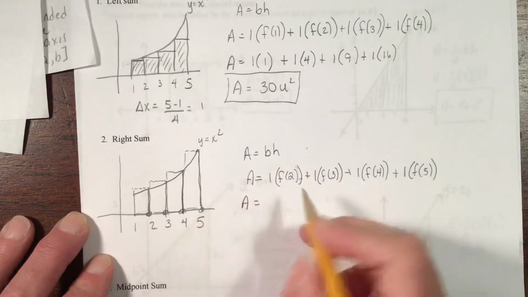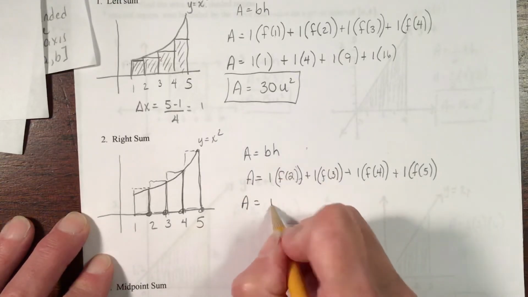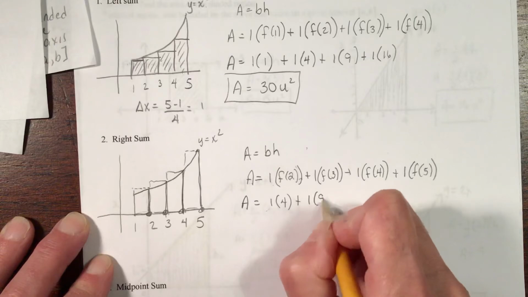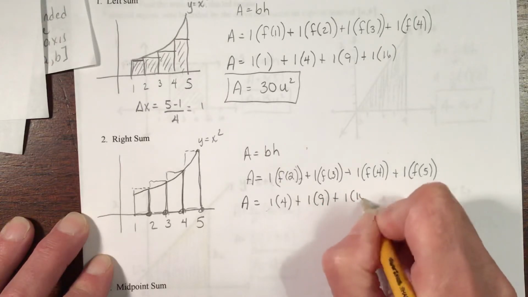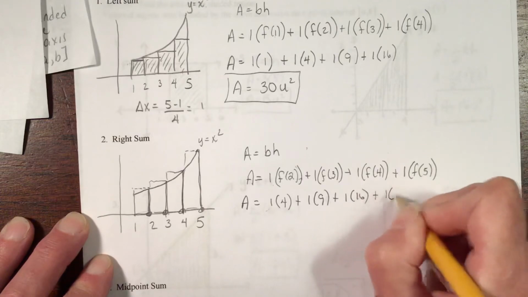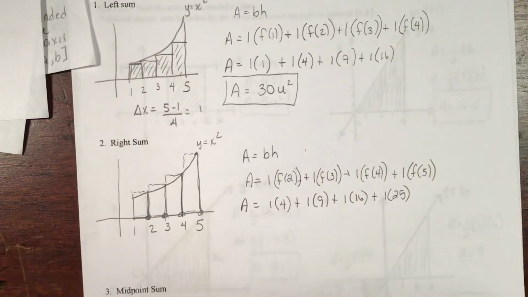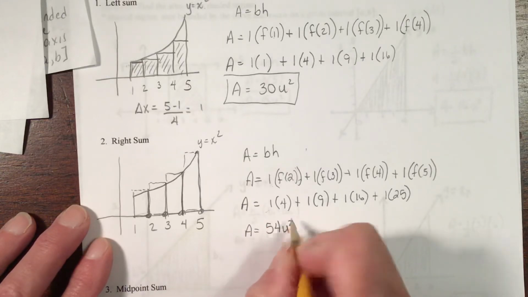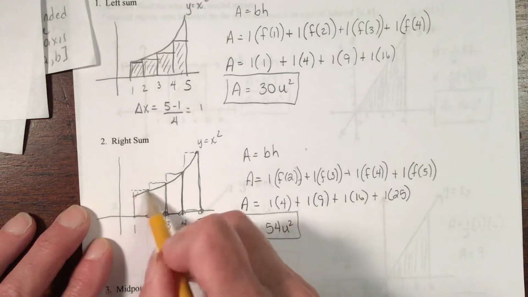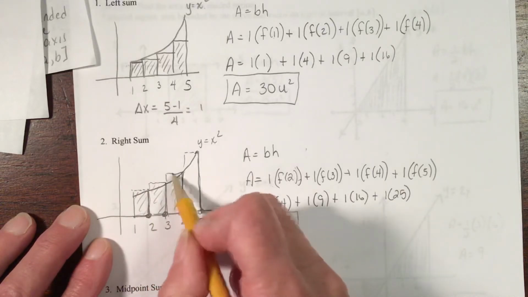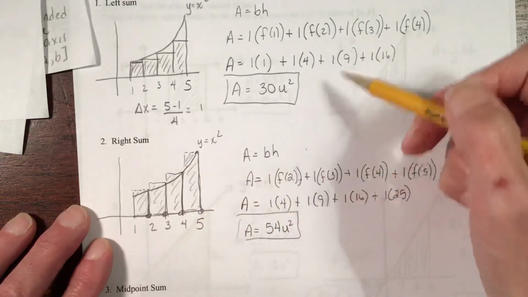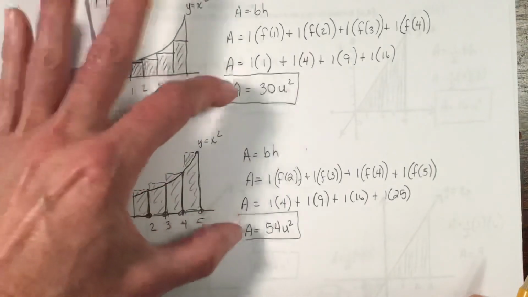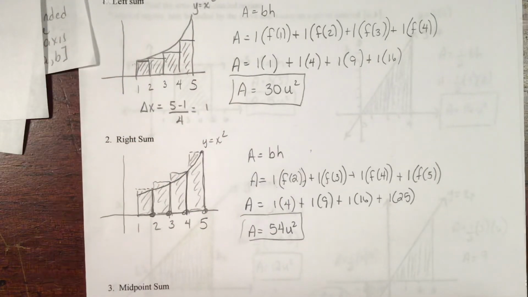And if we do the math part now, we're doing 1 times whatever we get when we plug 2 into our function. 1 times 3 squared. 1 times 4 squared. 1 times 5 squared. And if you add all these numbers up, you get your area to be 54 units squared. Well, as you can clearly see, there's a big discrepancy in the areas, but that's because we didn't use that many rectangles, okay? These two things are, again, just representations. They're not the actual area.